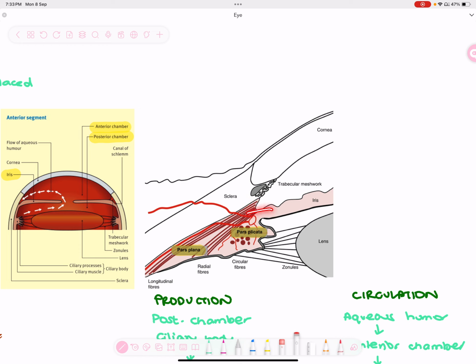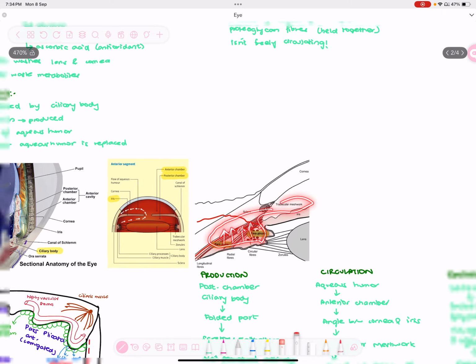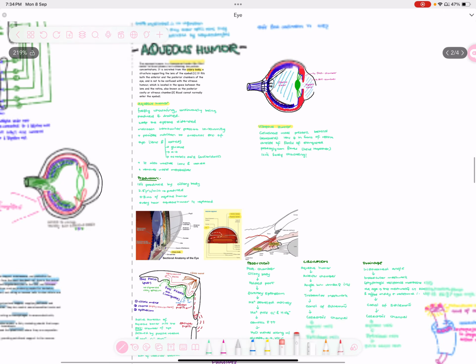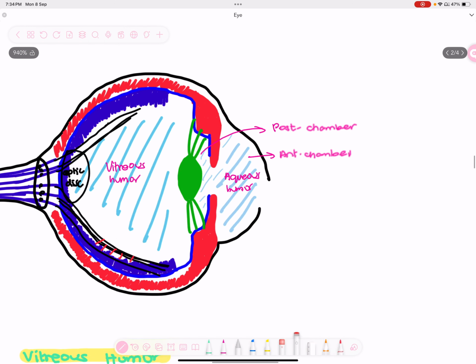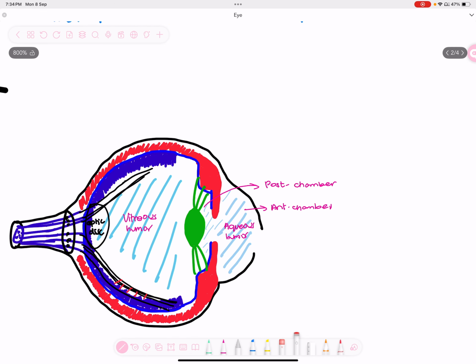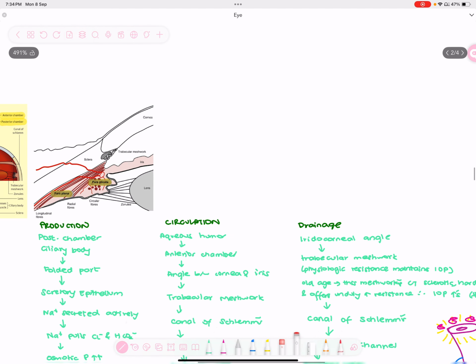And instead, it will start accumulating in your eye, and your intraocular pressure will increase. Once the intraocular pressure increases, obviously your eye will get super distended. It needs to stay distended, but just to a certain extent, not a lot. When this gets distended, it automatically disturbs your retina. It pushes your retina back, and it also can damage the optic nerve. So it's really dangerous, glaucoma.